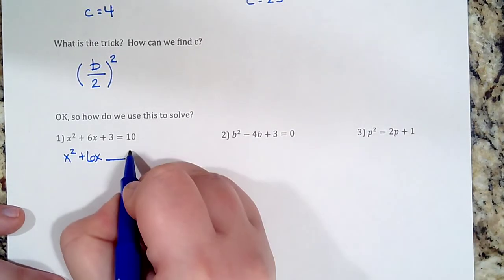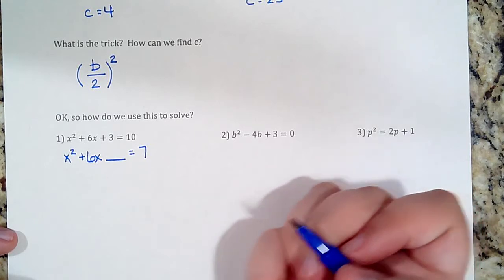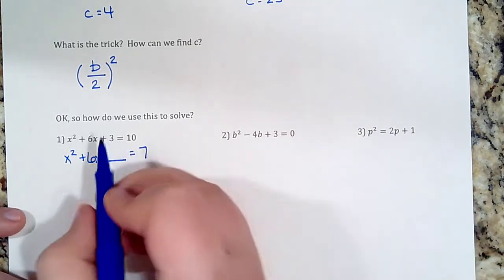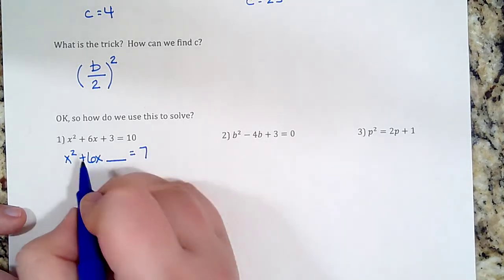Just a placeholder for right now. When I move it over, I get 7. However, I'm going to put a number here to make this a perfect square trinomial. In fact, let's figure out what number I'm going to put there based on my trick.